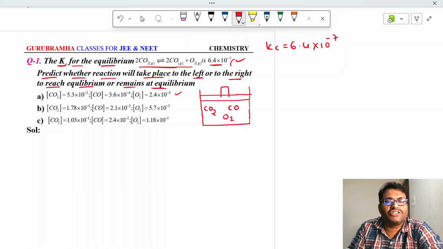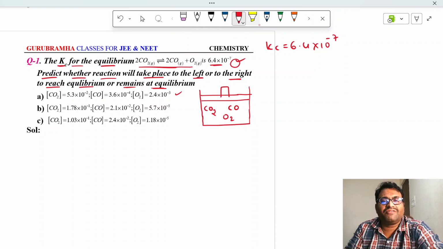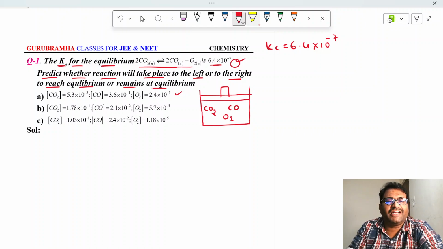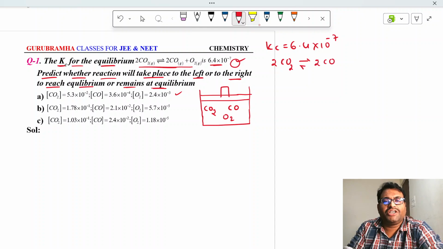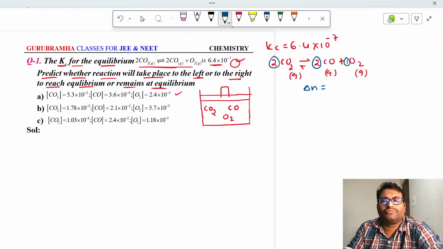See here, units are not mentioned. No units, but we have already studied what the units for Kc will be. So what is the delta N for this reaction? Let us write delta N for this reaction: 2CO2 gives rise to 2CO plus O2. All are gases. As all are gases, delta N is equal to 2 plus 1 minus 2, that is 3 minus 2, that is equal to 1. Then what should be the units of Kc? Kc units must be moles per liter power delta N, so the units must be moles per liter.